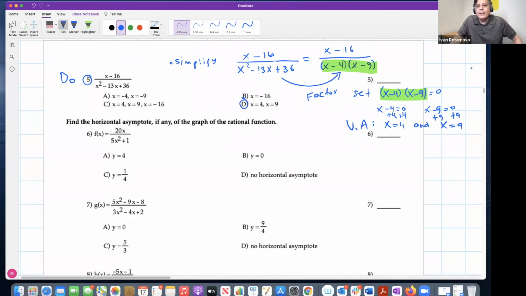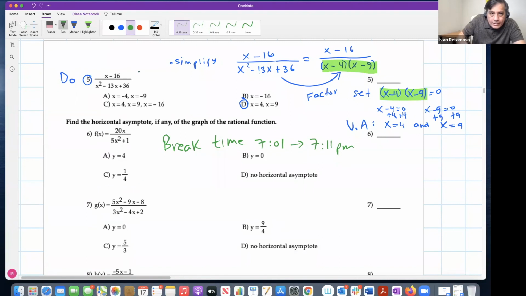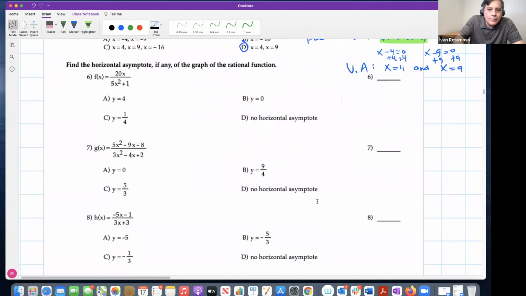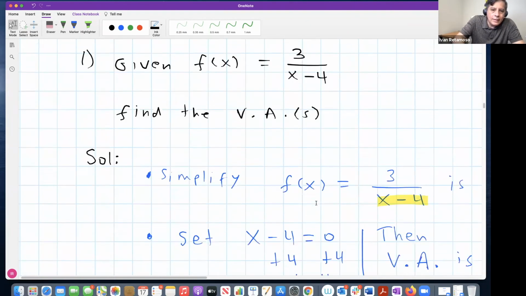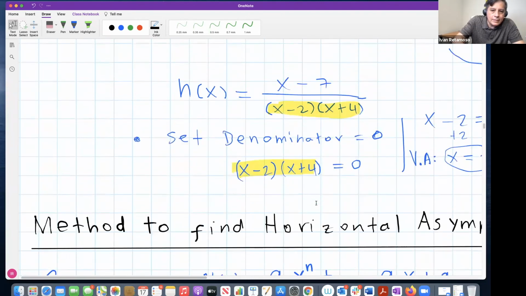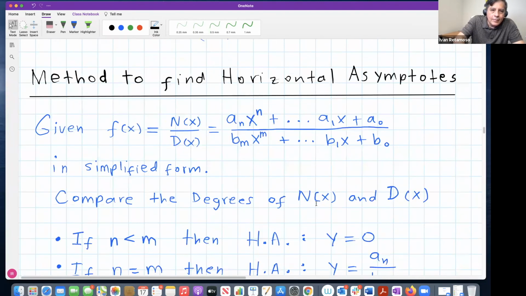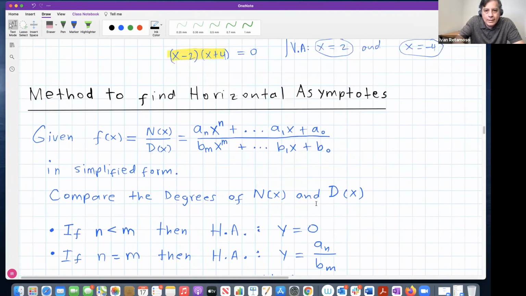Excellent. All right, so let's erase this part and continue here. Let's talk about horizontal asymptotes now, right? We know how to find vertical asymptotes. I gave you a two-step method. Now let's talk about how to find horizontal asymptotes. So this comes next. Method to find horizontal asymptotes.